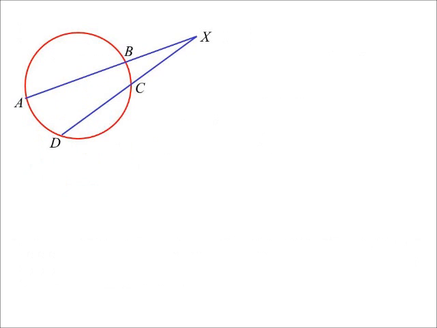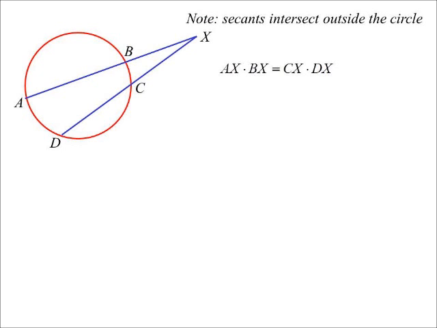But then when we look at our second one, where it's no longer chords, but secants, the theorem is exactly the same. AX times BX is CX times DX. So if you just look at the chords that are created by the secant, the endpoint of the chord A to the point of intersection X times the endpoint of the chord B to the point of intersection X is equal to the endpoint of the chord C to the point of intersection X times the endpoint of the chord D to the point of intersection X. So it's exactly the same. The only difference is instead of intersecting chords, we have intersecting secants.